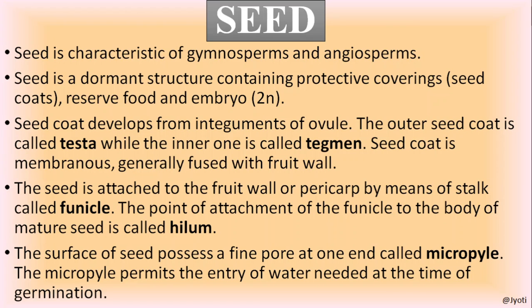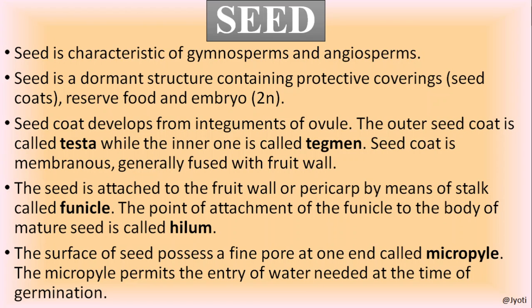So where will this embryo get the food from? Obviously, it is the reserve food present in the seed. So the seed has three things. One is the protective covering. Second is reserve food for the embryo which will develop in the future. Then the embryo.